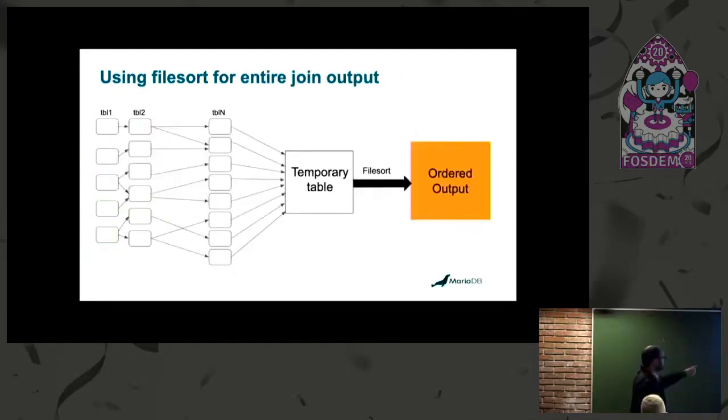Now comes the third part, where we perform the entire join first, put the records inside a temporary table, and then pass the temporary table to file sort, and then we get the ordered output. To apply the limit, you cannot shortcut the join execution. You have to compute the entire join, and only when you do file sort can you shortcut the execution of file sort: as soon as you get the limit records, you tell the file sort to stop and you are done.